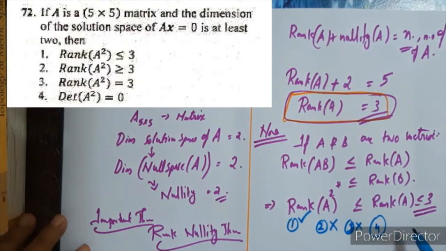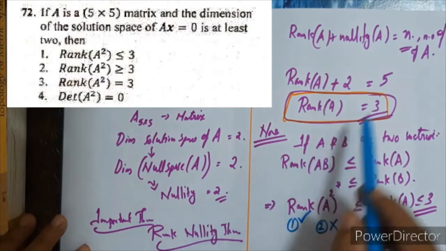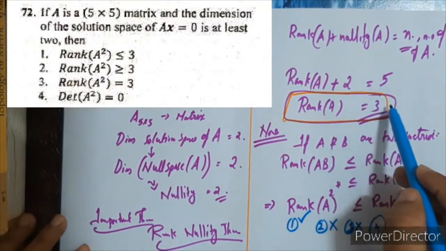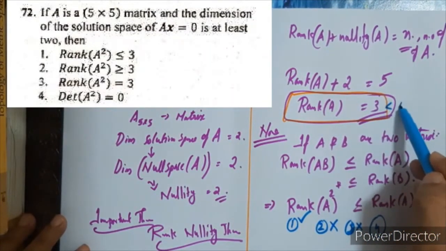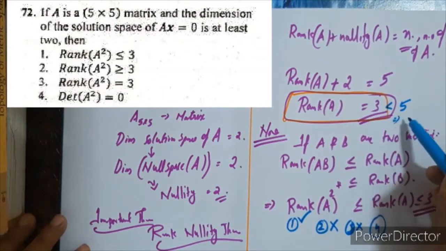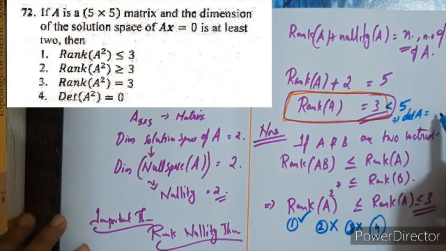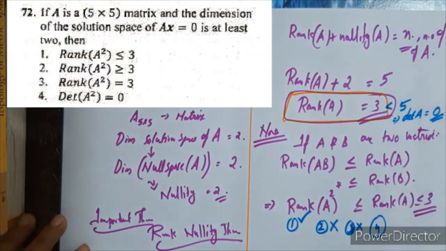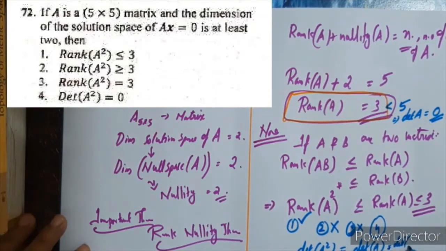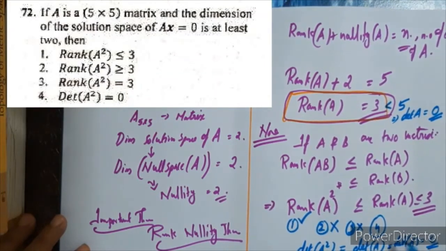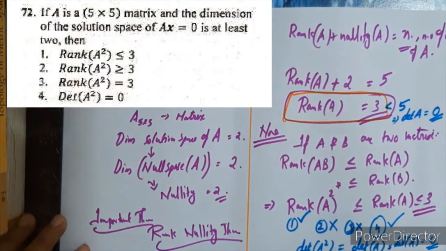Now what about the determinant of A square? Here rank of A is 3, which is less than 5. Therefore determinant of A is equal to 0. If determinant of A is equal to 0, then determinant of A square is equal to determinant of A into determinant of A, which is equal to 0. So the fourth option is also correct. Therefore 1 and 4 are correct answers.